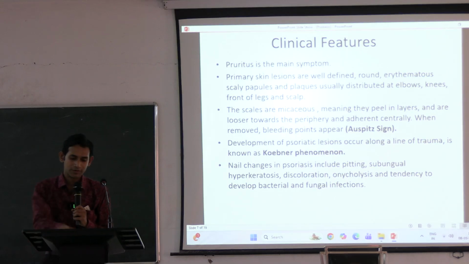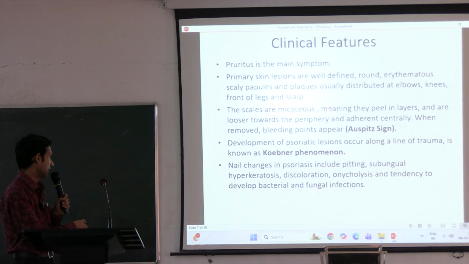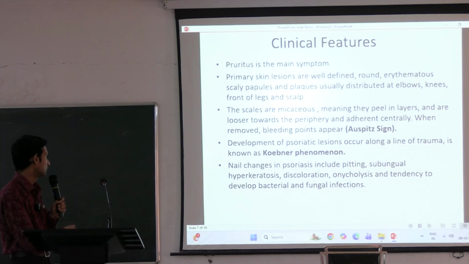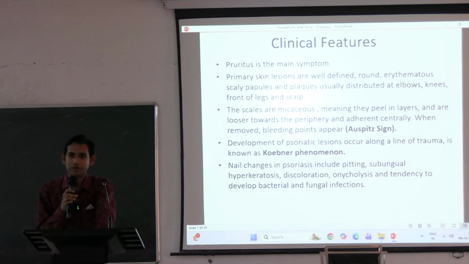Number 1, the lesions are usually scaly. How do the scales look like? The scales are micaceous, meaning they peel in layers, and they are looser towards the periphery and adherent centrally. When the scales are removed with the help of a scalpel or a glass slide, bleeding points appear, which is known as Auspitz sign. So, this is very important, which is Auspitz sign.